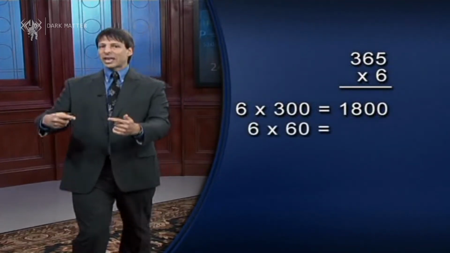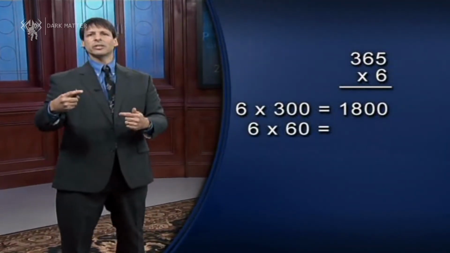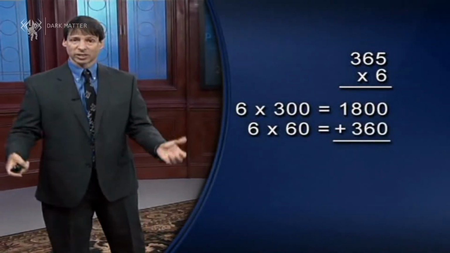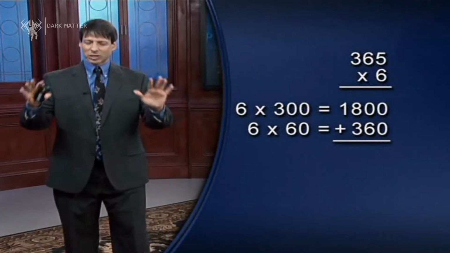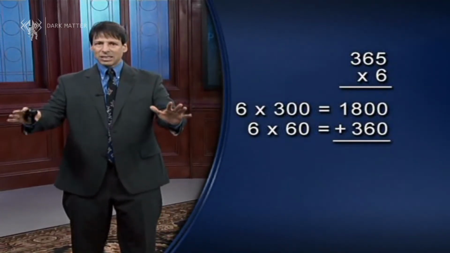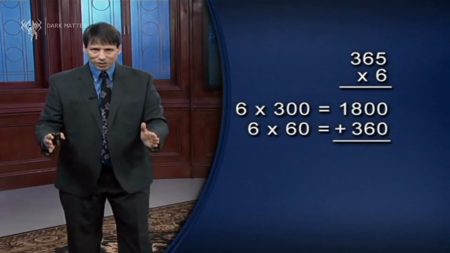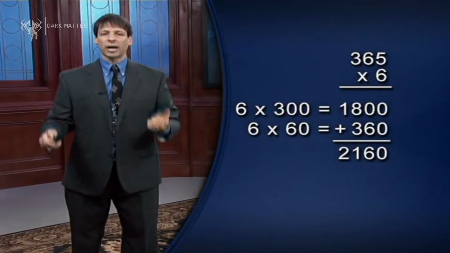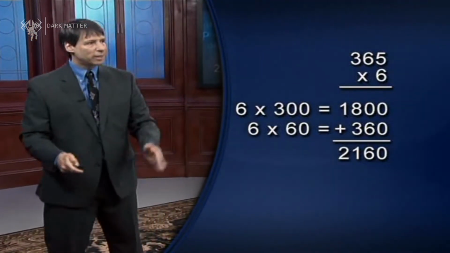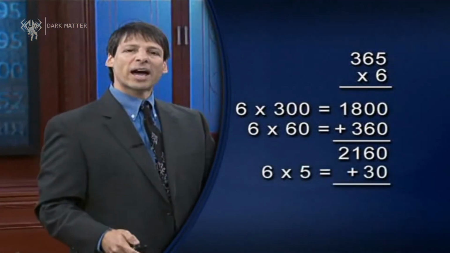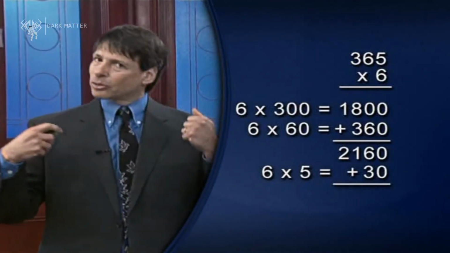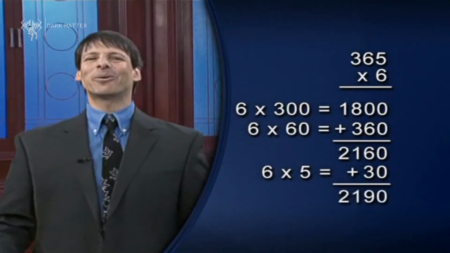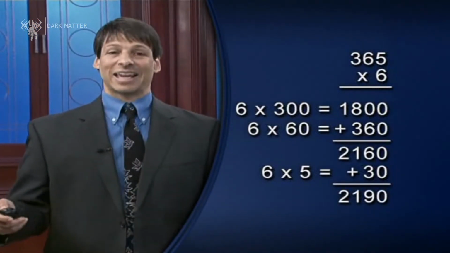Next we'll do 6 times 60, which is 6 times 6 is 36, so 6 times 60 is 360. Okay, now at this point you want to stop and add 1800 plus 360. 1800 plus 360 is 2160. Good. Next we do 6 times 5, which is 30. Add those numbers before you forget them. 2160 plus 30 is 2190. And that's the answer.